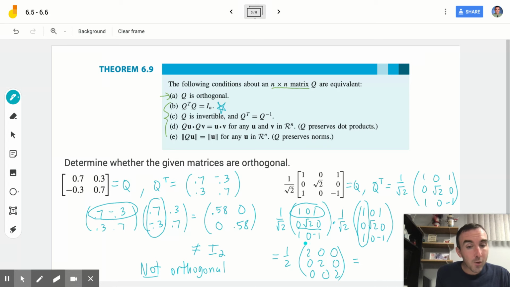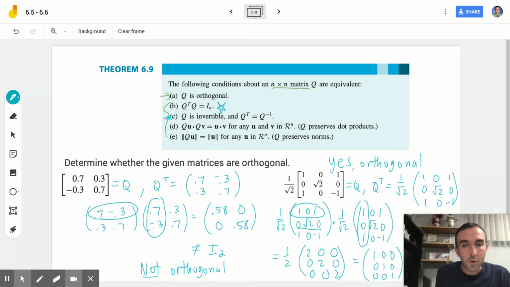So for our final step, if we just multiply each term inside by that 1/2, I'm taking half of each of those diagonal entries, and lo and behold, we get out the identity matrix for the 3 by 3 matrix. So this indeed would be orthogonal since we got out the identity matrix. So property B definitely is the best one to use.